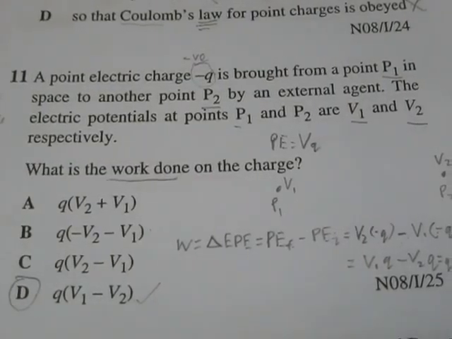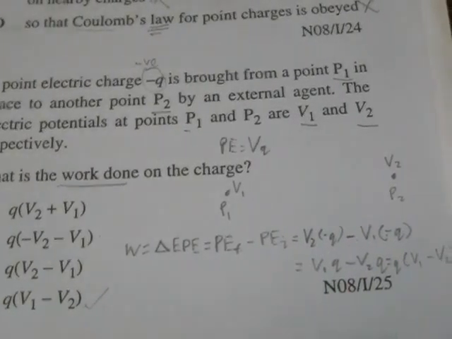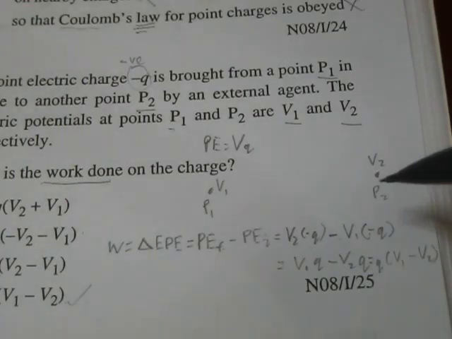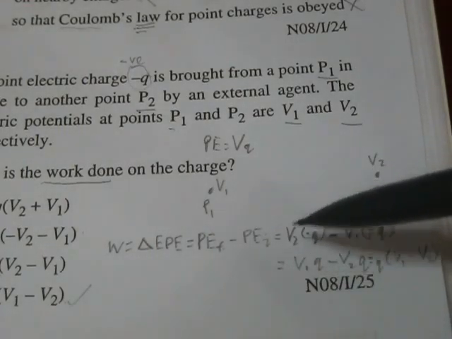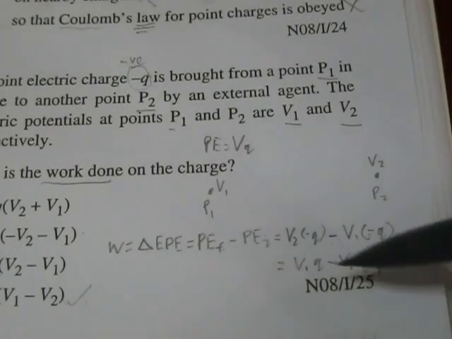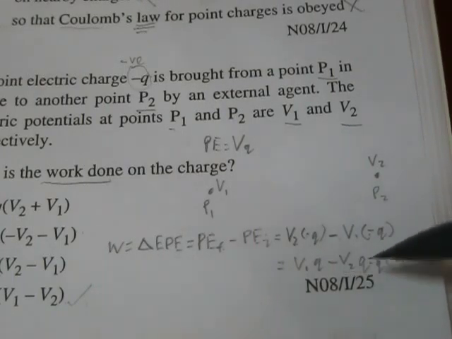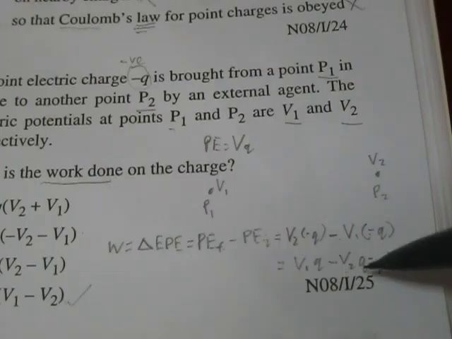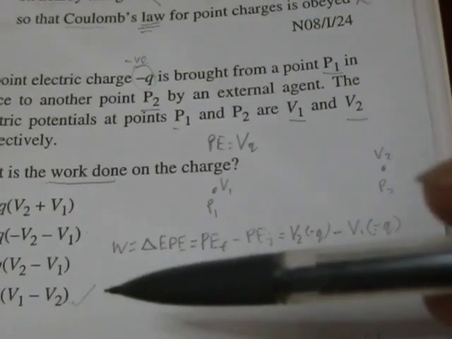Oh, I missed out. Okay, can you see? Yeah, sorry. Okay, so V2 times minus Q minus V1 times minus Q, so minus becomes plus, so this one remains negative, and you just do some manipulation. You have Q, you substitute out the Q, you have Q times V1 minus V2, which is the same as answer D.